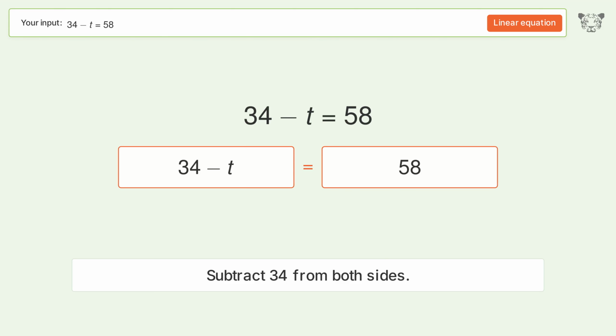The plus 34 keeps t from standing alone. Subtract 34 from both sides to remove it. That gives negative t equals 24.